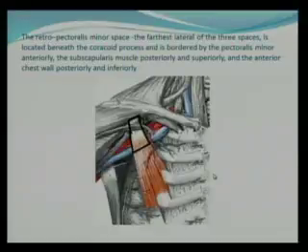Now we come to this retro-pectoralis minor space. It is not a very common cause of thoracic outlet syndrome. It's the farthest lateral of all the 3 spaces. It's located beneath the coracoid process and bordered by the pectoralis minor muscle anteriorly. As you can see here, the pectoralis minor muscle anteriorly, and the subscapularis muscle posteriorly and superiorly, and the anterior chest wall posteriorly and inferiorly.